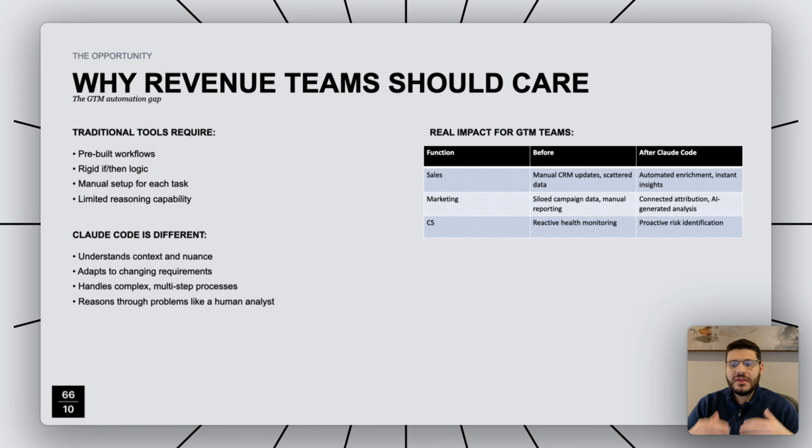And this leads to real impact for go-to-market teams, right? So if you're within the sales function, a world before Claude Code is probably manual CRM updates, scattered data, right? After a successful Claude Code implementation, you're filled with automated enrichment, instant insights. For marketing, right, you probably have siloed campaign data, manual reporting, right? With Claude Code, you're going to get this sort of connected attribution, AI-generated analysis. And for customer success, you're going to get things like proactive risk identification, right? Instead of having this sort of reactive health monitoring.